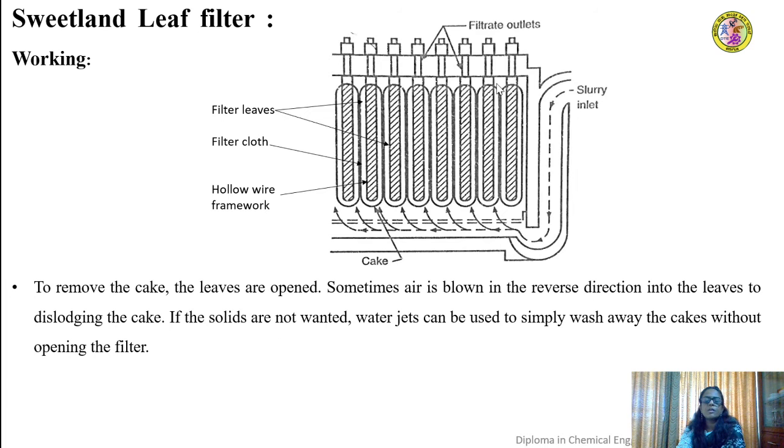So if the solids are not the required product in the operation, then you can use the water jets to simply wash away the cake without opening the filter. That is, water jets can be used to force water on each leaf on which the solid is deposited. That force of water causes all the filter cake to dislodge from the outer surface of the filter cloth, and it will fall to the bottom. From there it can be discharged as waste. In case the solid is a required product, then you have to use some other mechanism to remove the cake from the filter plate.